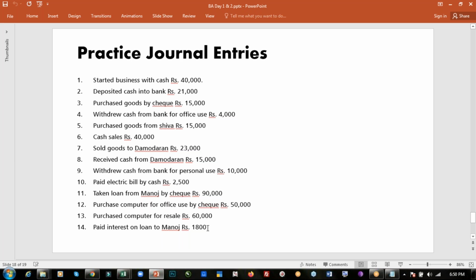Now the first and second points. The first point says started business with cash rupees 40,000. It's a business start entry, and in business start entries, capital will always go for the credit, because the amount invested by the owner is treated as capital. So capital goes for the credit, and the business is receiving the cash, so cash goes for the debit because it is coming in. So cash account debit to capital account will be the entry. Is that clear?